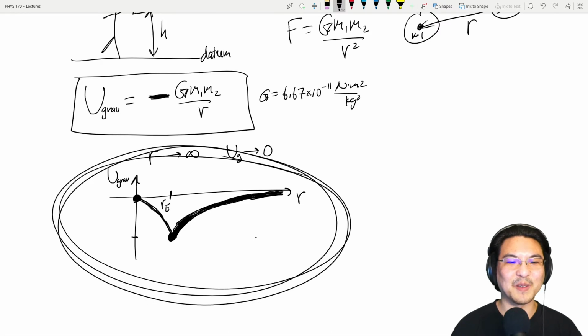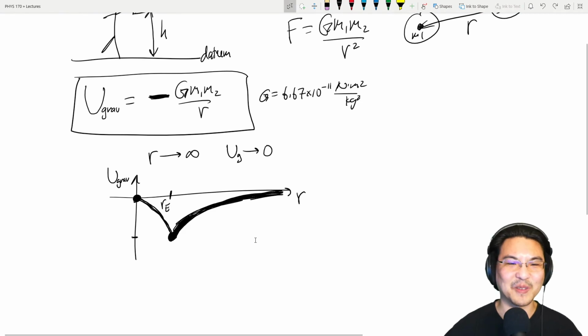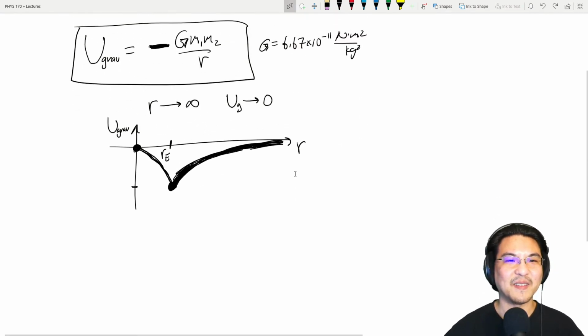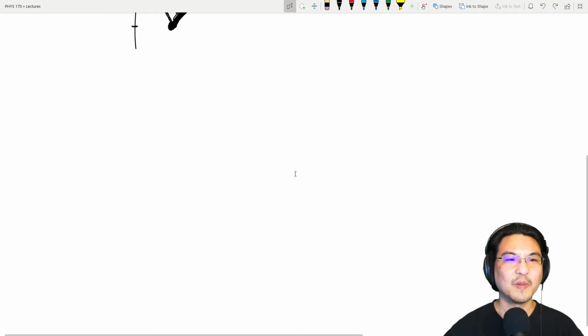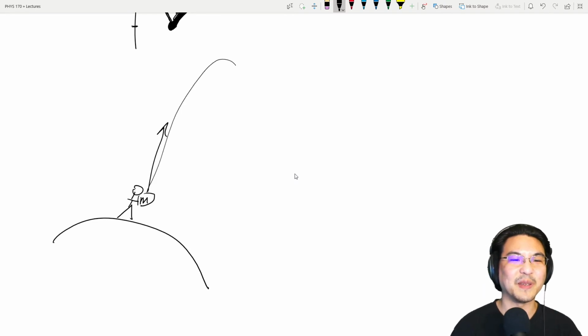Try and keep that picture in mind, because looking at this, a smaller negative number gets confusing to me personally. Okay, so now consider this. Here's Earth, and say you have a block over here. If you throw this block up in the air, what happens? It goes up and eventually falls back down.